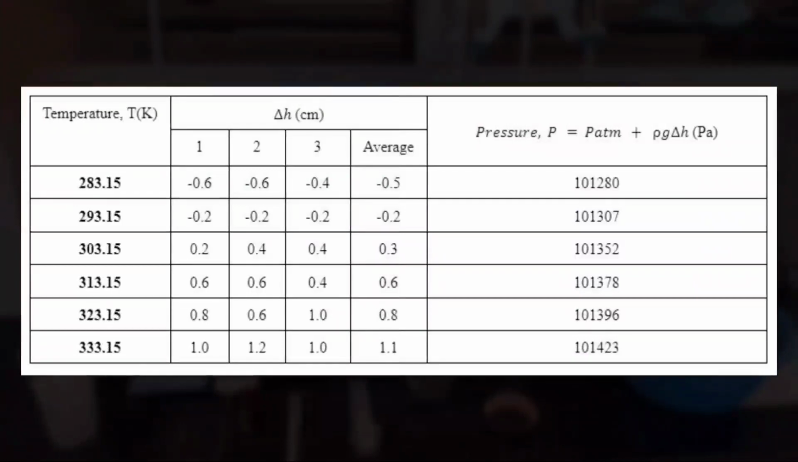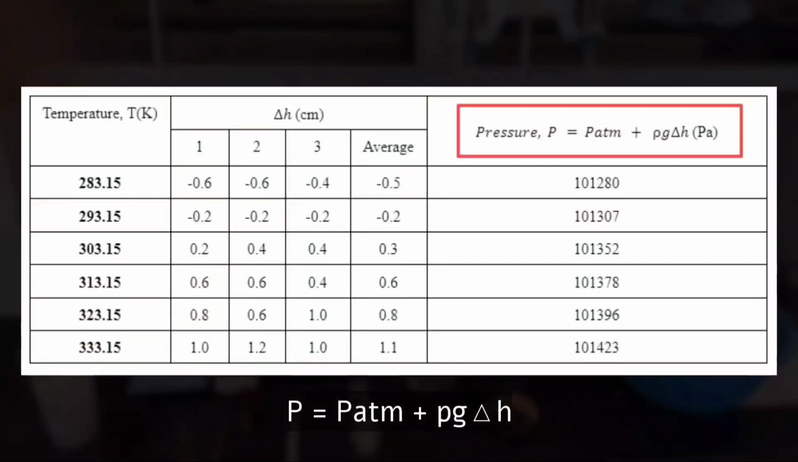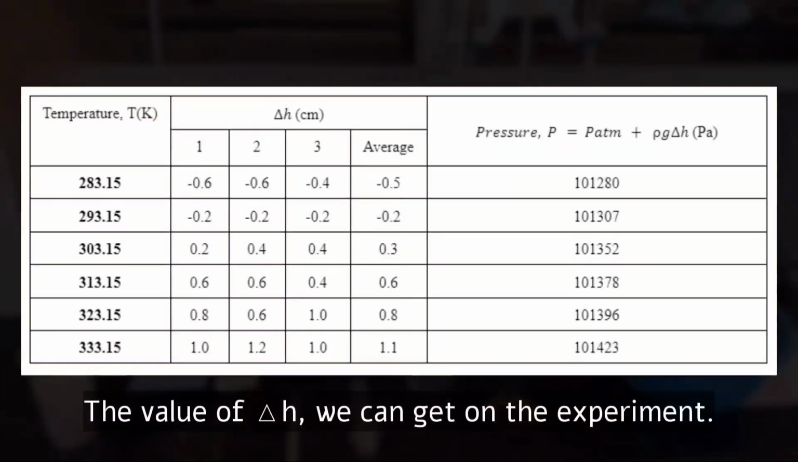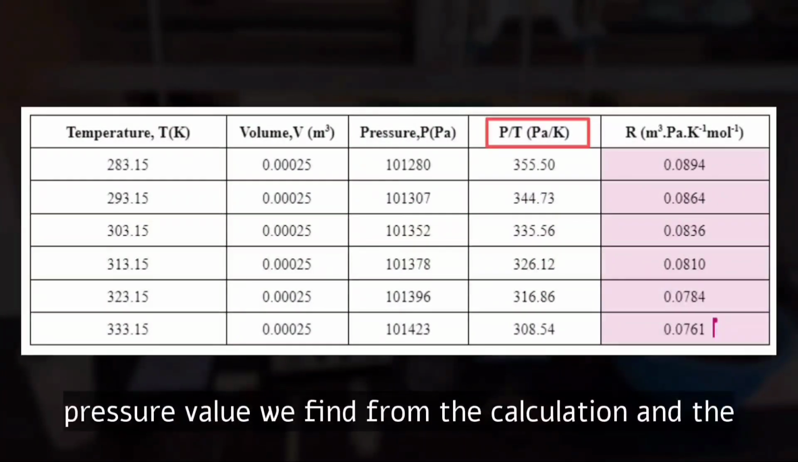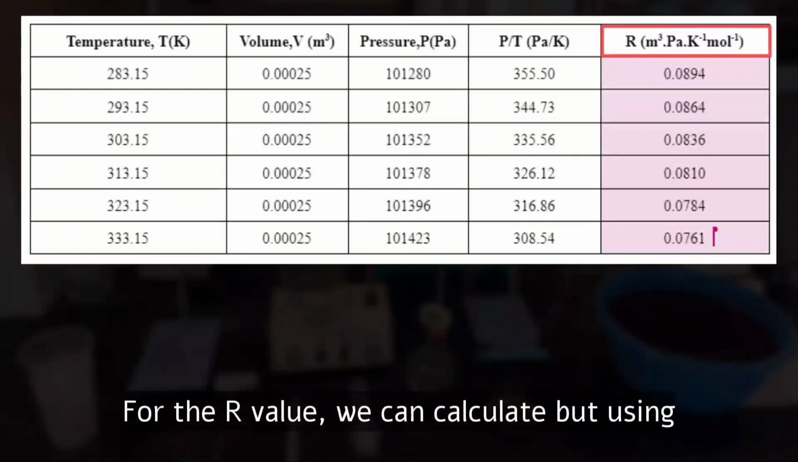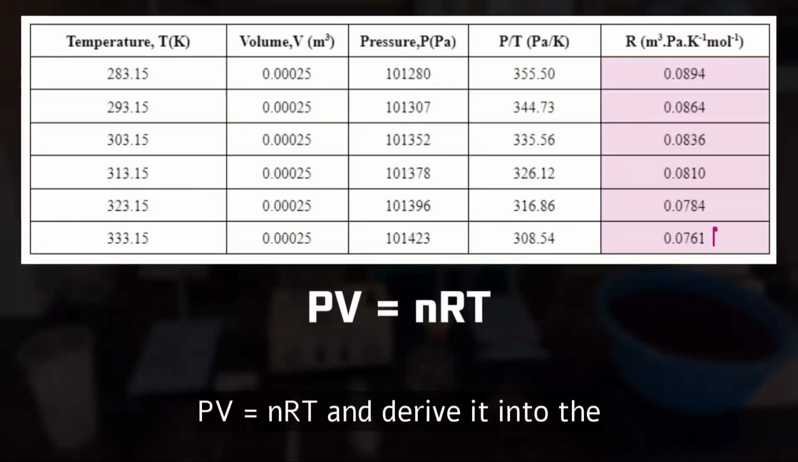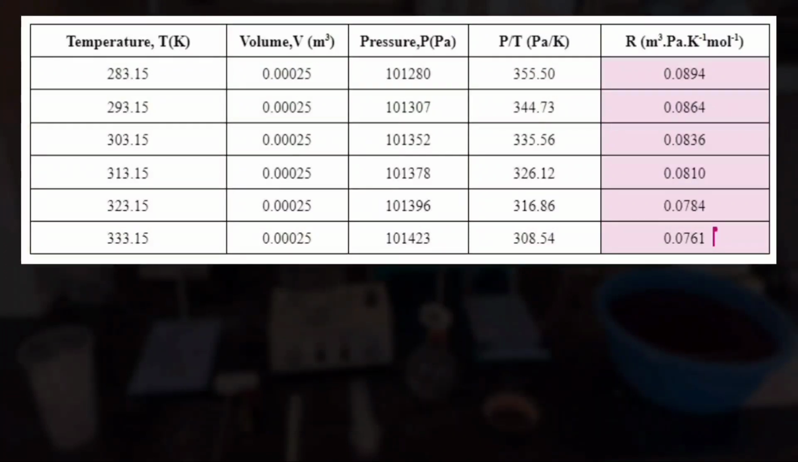For the result, we can calculate the pressure using the equation P equals P atm plus density times gravity times h. The value of h we can get from the experiment. To get P over T, we can calculate using the pressure value we found from the calculation and the temperature that is given. For the R value, we can calculate by using PV equals nRT and derive it into R equals P times V over T. Then we can get the value of R.